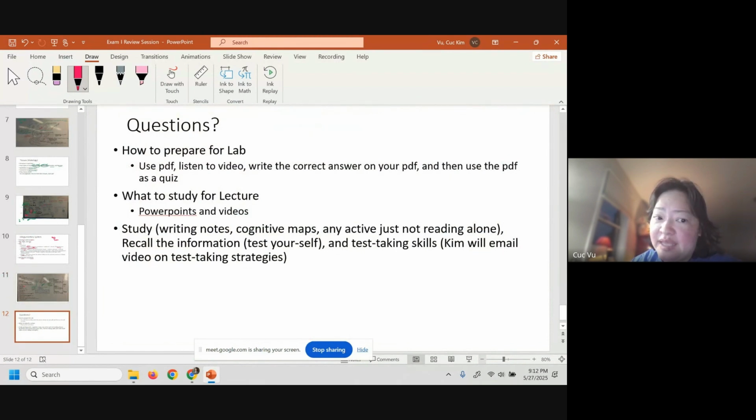Questions, how to prepare for lab: use the PDF, listen to the video. Make sure that you practice writing it out because that's going to help you with the spelling. For the lecture, use the lecture videos, the PowerPoints, and the script. But the best thing that you can do for the lecture materials is just to rewrite your notes. Of all the years I've taught this class, I've asked students that do really well what they do. 100% of them say they rewrote their notes.